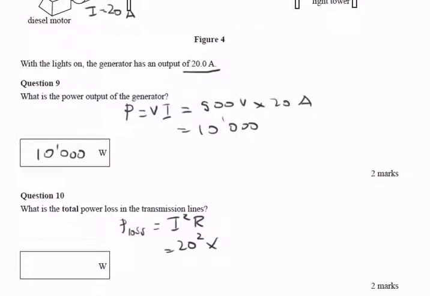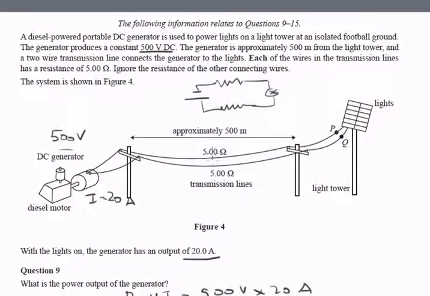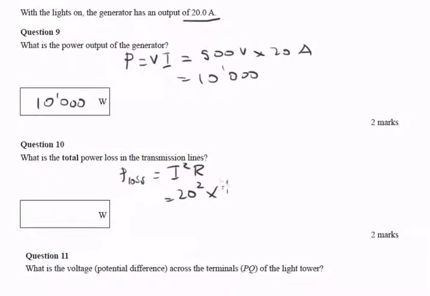Alright, the power loss in the transmission lines. The formula we like using is I squared R. So 20 squared, so that's the current, 20 amps, and the resistance. Now this is where a few people got this wrong. The resistance, the total power loss in the power lines, well, there's two power lines. Each of the power lines has 5 ohms, 5 and 5, so they're added together because it's in series, there's 10 ohms altogether. So 20 squared is 400 times 10 is 4,000 watts.